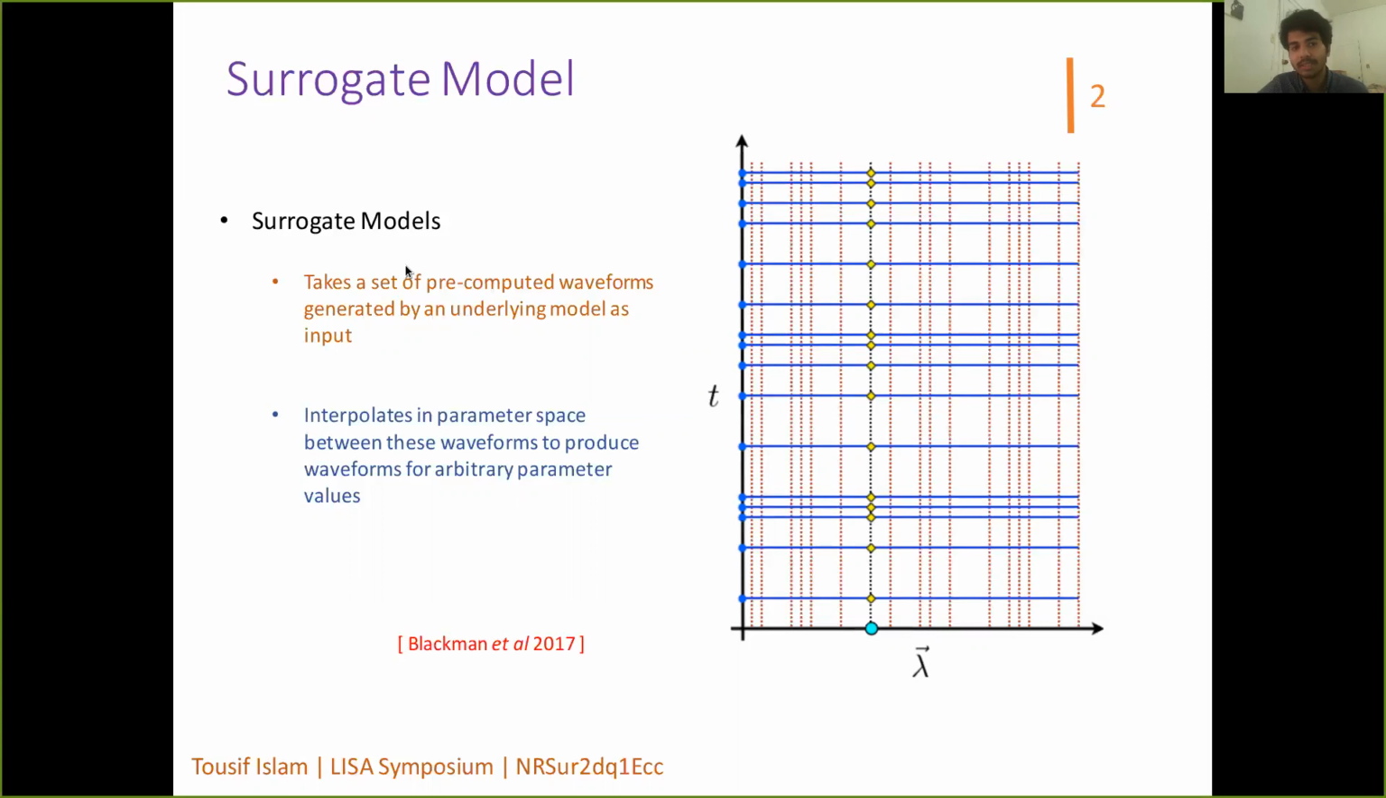In a surrogate model, basically, it takes a set of pre-computed waveforms generated by an underlying model, which in our case is the numerical relativity model, as input, characterized by lambda. Once you have the waveforms for different parameter values in the parameter space, you interpolate in the parameter space between these waveforms to produce a new waveform for arbitrary parameter values.